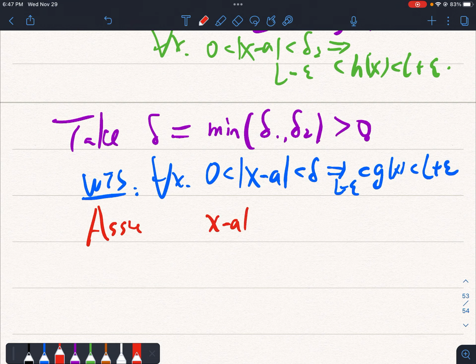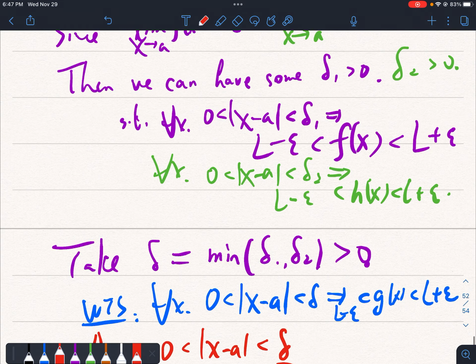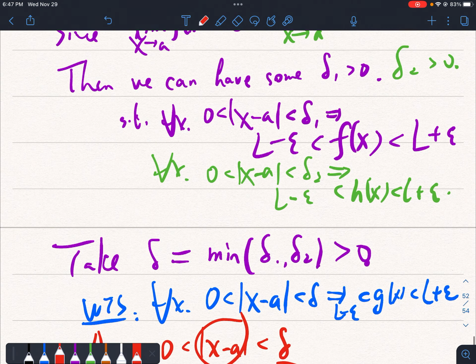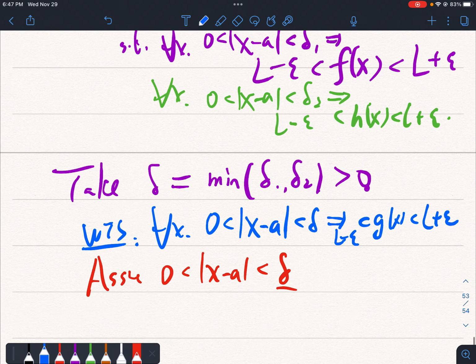Okay? But how do we show it? Well, we just assume that x is some real number that has distance to a less than delta. Then because delta is the smaller one, if this is true, then this absolute value is less than delta 1 and less than delta 2 at the same time, right? Because we chose the smaller one. So both conditions hold, which means we have two conclusions.